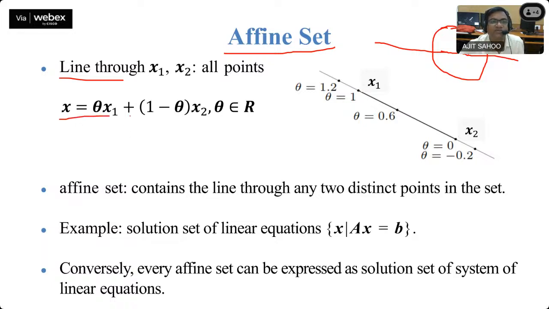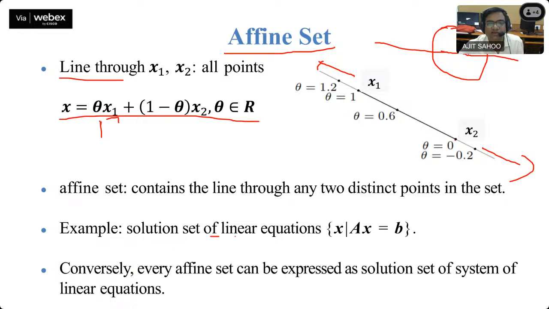The mathematical formula for an affine set is: all the points x = theta x1 plus (1 minus theta) x2, where theta belongs to R. If theta is 0, this point is x2. If theta is 1, this is x1. You can choose many theta: if theta is 1.2, it will go this side; if theta is increasing, it will go this side; and if theta is decreasing, it will go this side. So this is called an affine set. An affine set contains the line through any two points in the set.